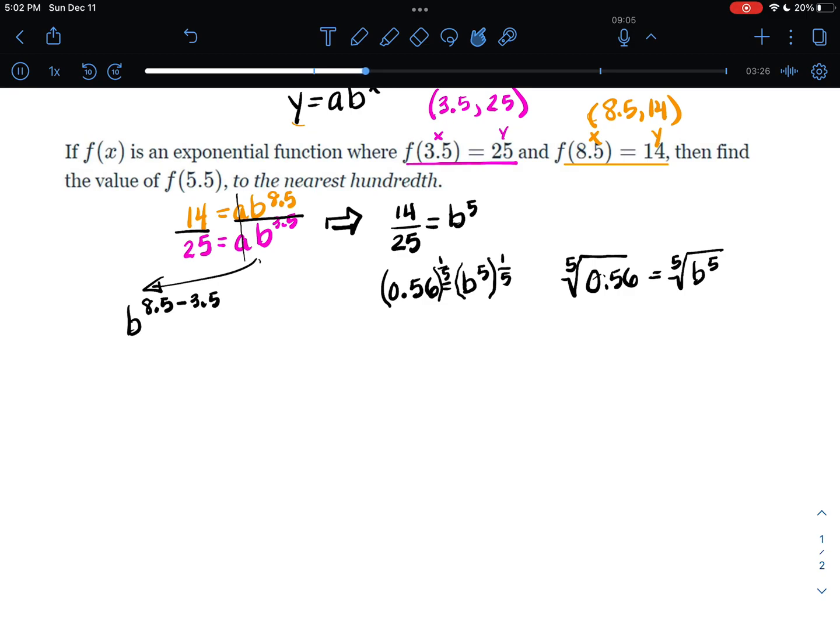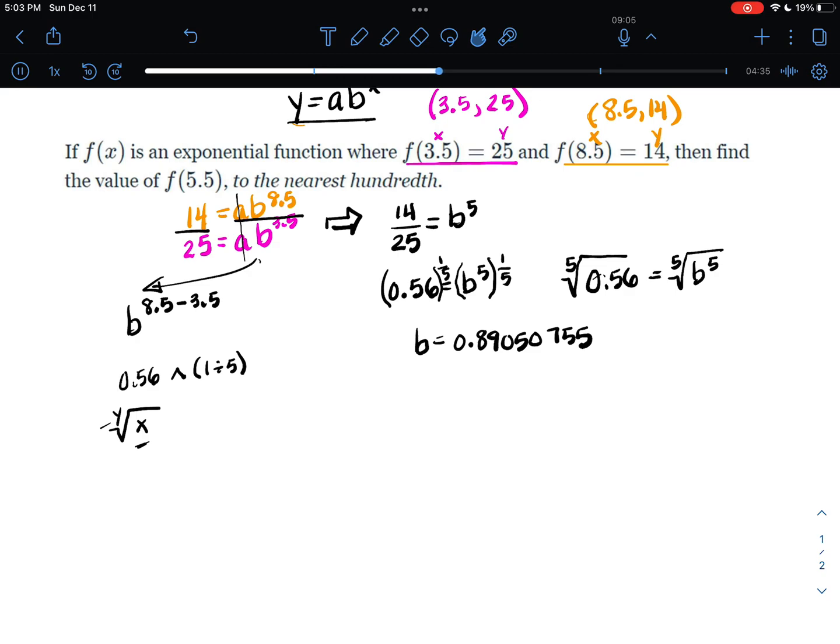If I put 0.56 to the 1/5 power into my calculator, I will most likely do it this way on most calculators: 0.56, the caret sign, and then parentheses, 1 divided by 5, parentheses, and then enter. If I'm doing the 5th root, I would use a button like this, put my 0.56 in for the x value, and 5 for the y value. When I put it into my calculator, I end up with a b value of 0.89050755.